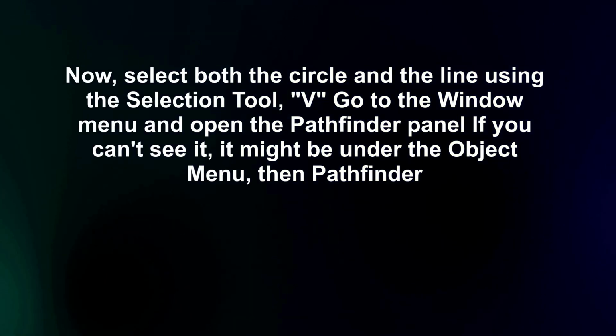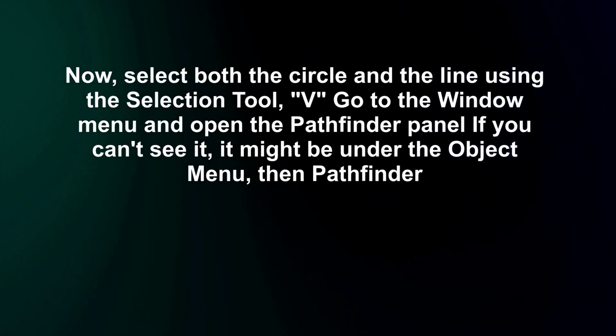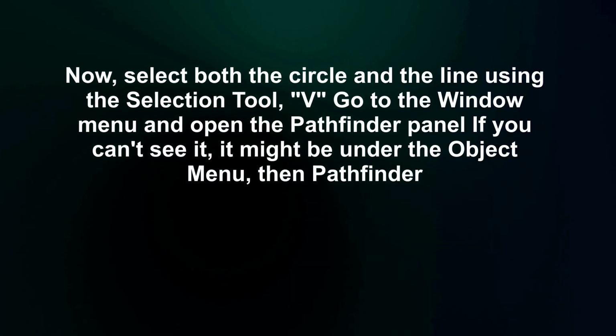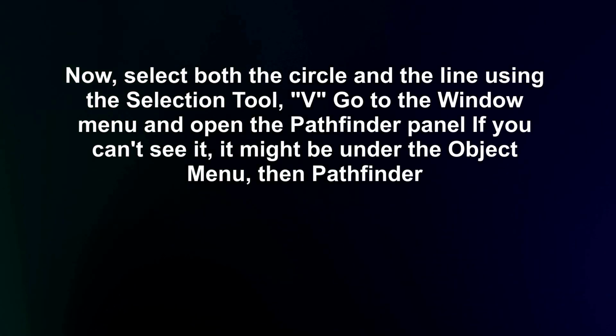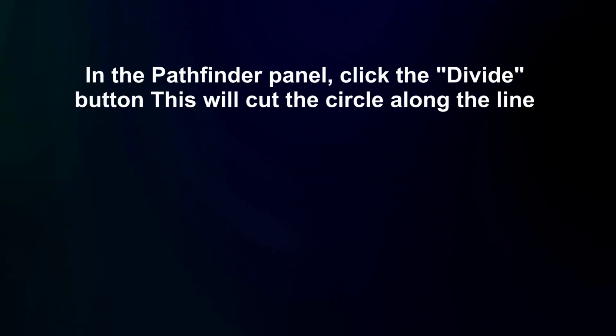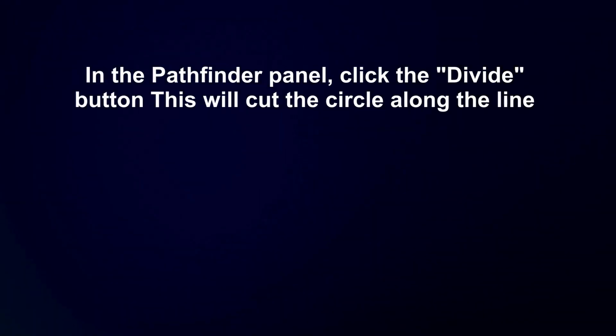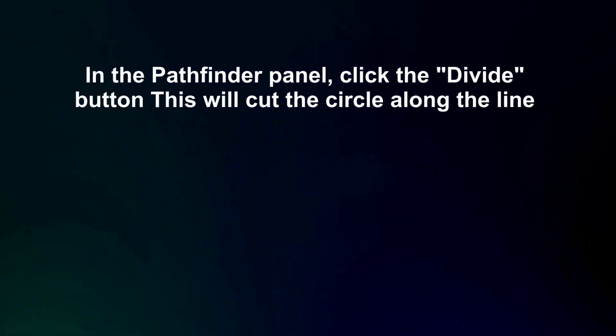Now, select both the circle and the line using the Selection tool. Go to the Window menu and open the Pathfinder panel. If you can't see it, it might be under the Object menu, then Pathfinder. In the Pathfinder panel, click the Divide button. This will cut the circle along the line.